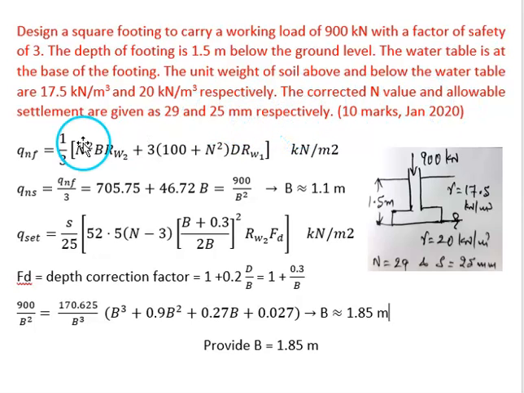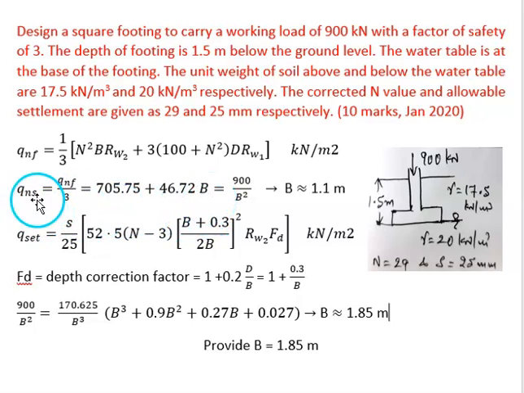So here the corrected N value is directly given, which is 29. So we can calculate the net ultimate bearing capacity, and since it is a square footing, we have taken this equation which is given by Teng. Then when we substitute the values of N, B, RW1 and RW2, we'll be getting the net ultimate bearing capacity in terms of B. Because B is not given, we should take it as a constant B. Then we'll be getting the equation in terms of B.